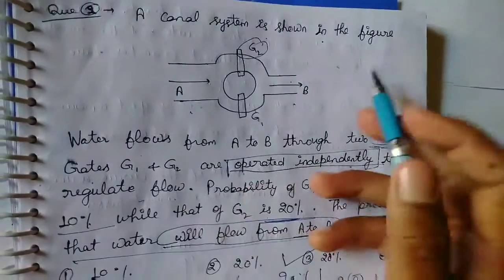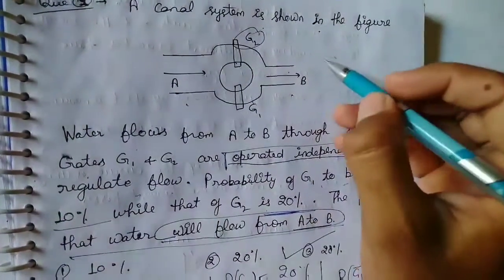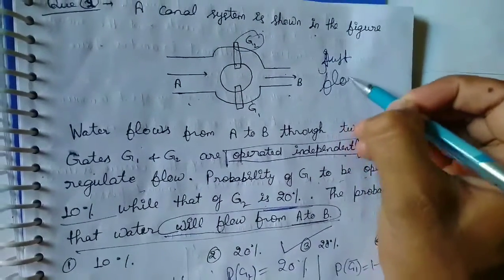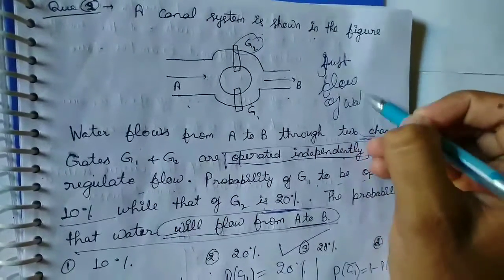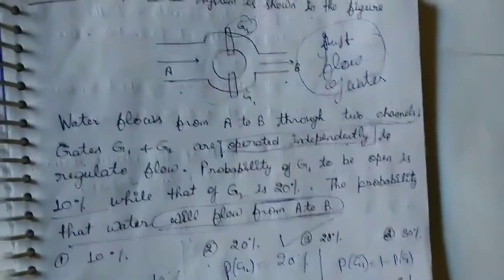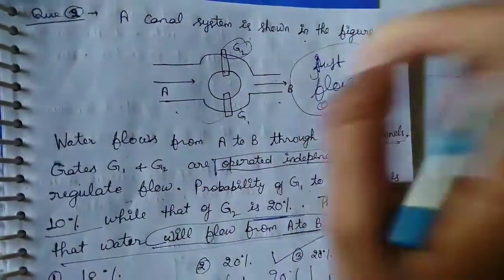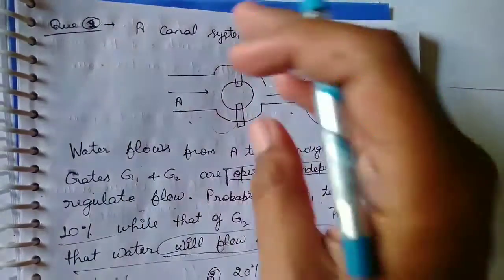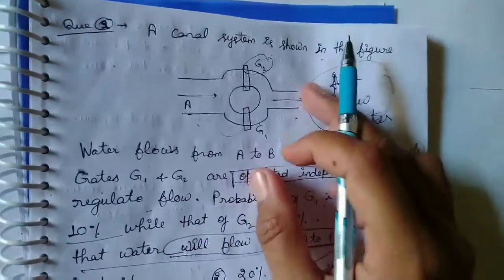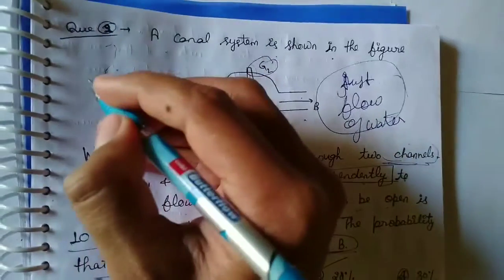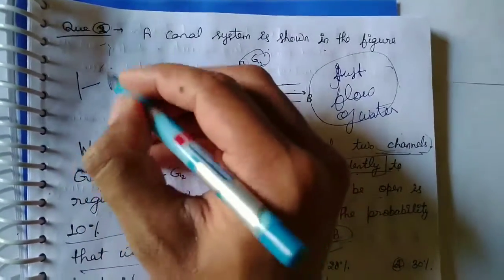In this question, you have to calculate the probability of water flowing, not from both the channels, not from a single channel. So in this question, you will use the negation method. In this method, you will first suppose that both channels are closed, so there will be no flow of water, and then you will find the probability by 1 minus P.